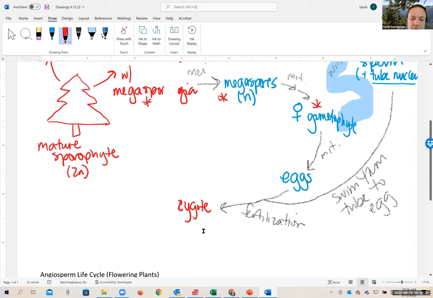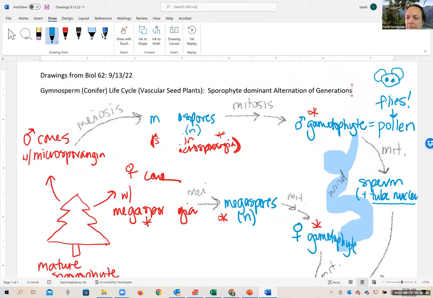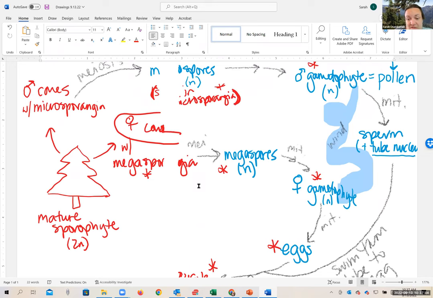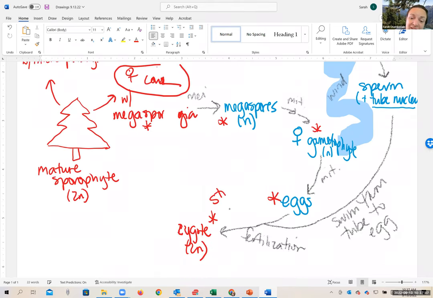Okay, so we have our zygote, which is right. We're back to 2N. Now the interesting thing about that is that this is all still inside of here. So this is still inside the female cone from the other sporophyte, right? From the previous sporophyte generation. Still in there, okay? So the zygote forms, right?